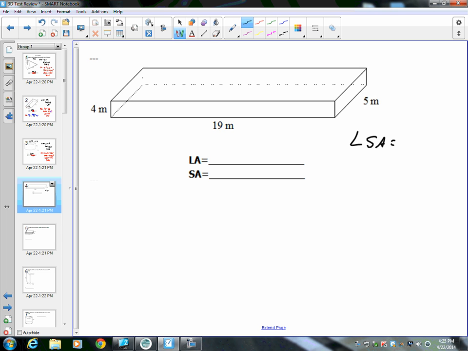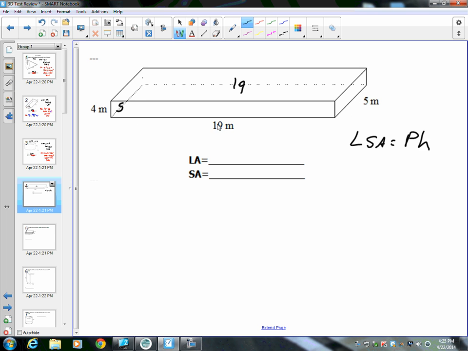Lateral surface area. The lateral surface area of a prism, remember we just did it, was P times H. P stands for perimeter. We're going to go ahead and call the bottom of this shape the base. Okay, the bottom. So that is a rectangle. In order to find the perimeter of that base, well, this side is 19. The back is also 19. This side is 5, and the left side also is 5.